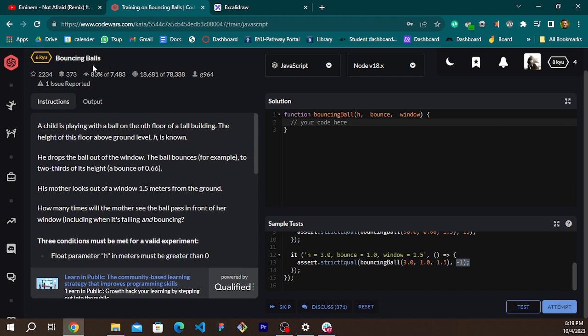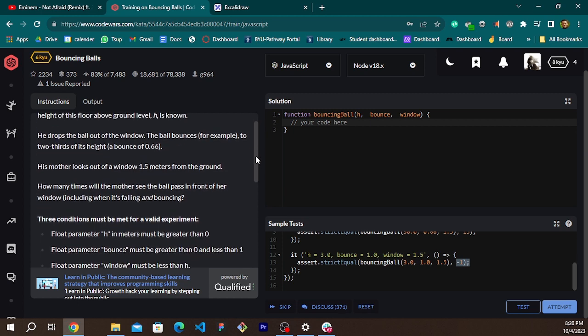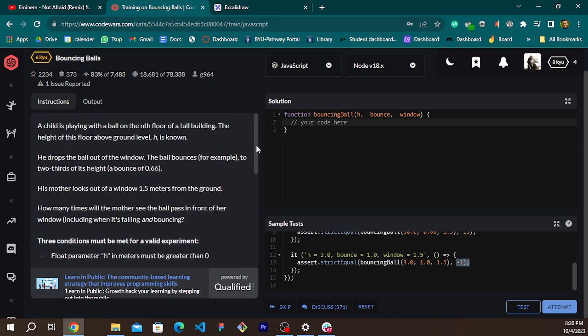All right, so the question is called bouncing balls. We can go and read it together. I will read it slowly so that you can understand what it means, and we can maybe solve it together. We might have other ideas of how to approach it.